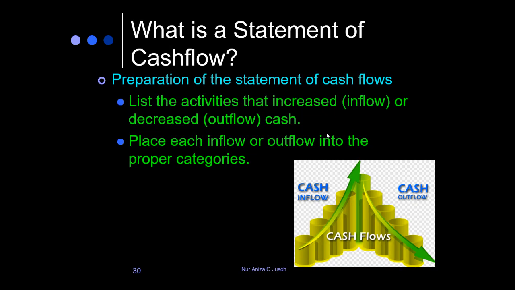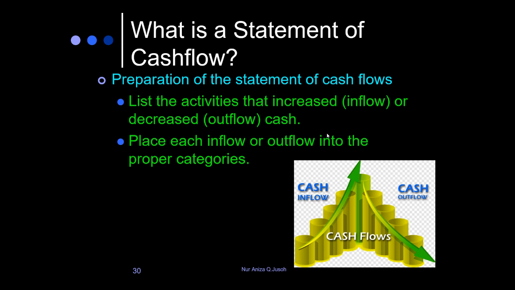So when you want to prepare the statement of cash flow, usually you will list the activities. First, you will list the activities that increase the cash, and below you will list the activities that decrease the cash. What increases cash is called cash inflow, and what decreases cash is called cash outflow. For each inflow or outflow, you have to categorize it properly.